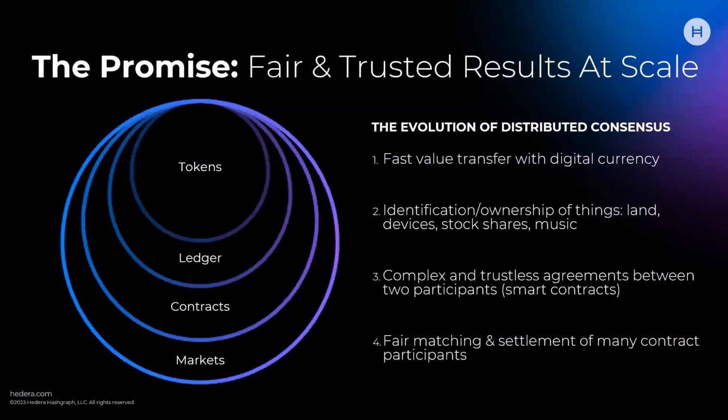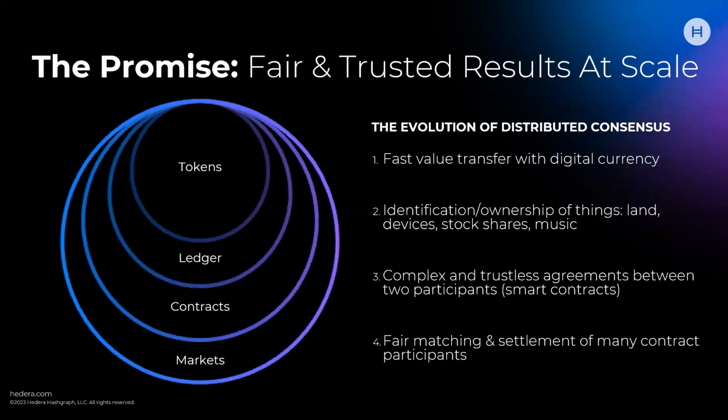So if we go back and think about the promise of Web3, and we also think about the evolution of distributed consensus, the promise of Web3 compared with previous iterations of the internet is that ability to have fair and trusted results at scale, right? Effectively removing trust assumptions. And that also means that we can have information and consensus that no single party can alter or control.